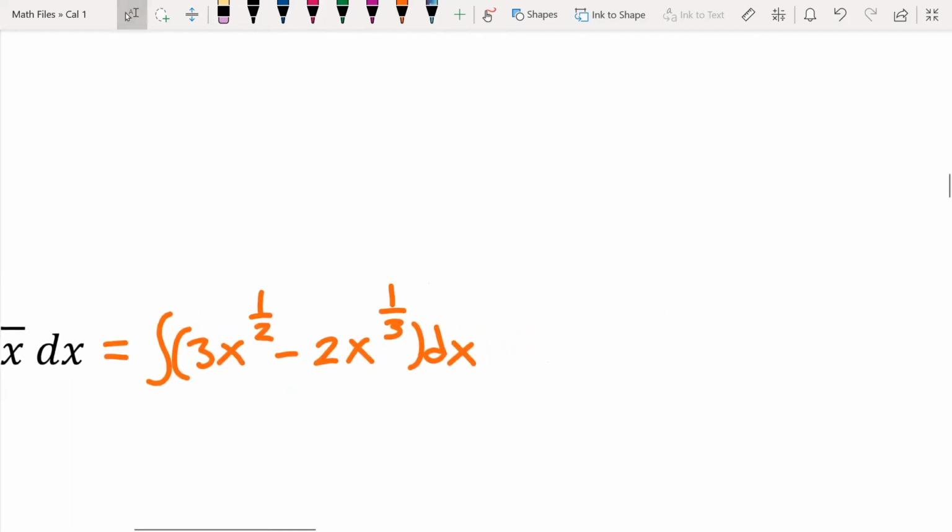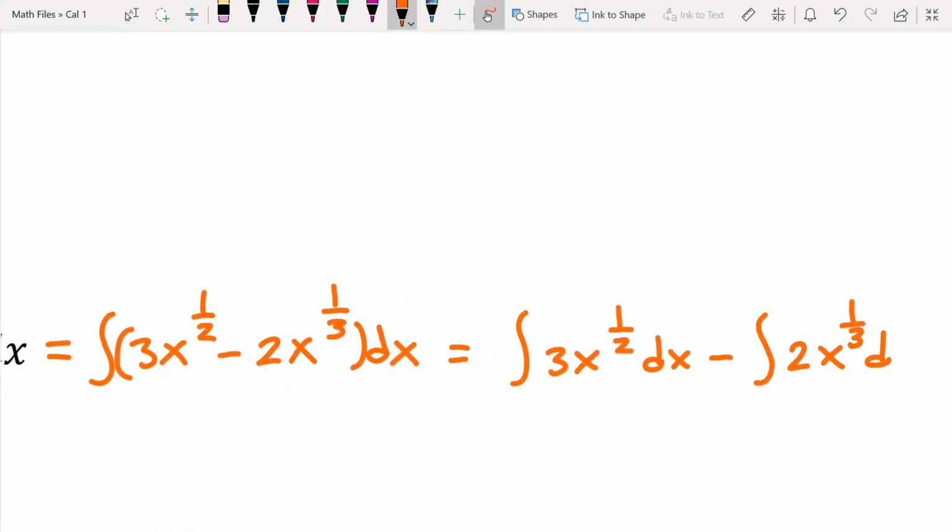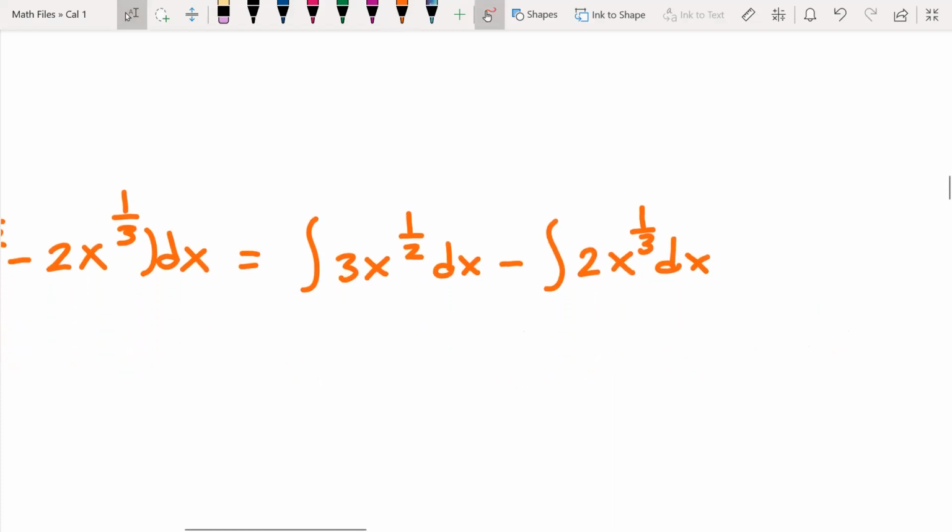And now I'm going to split it into 2 integrals just to show you how to do so. So you have the integral of 3x to the 1/2 dx minus the integral of 2x to the 1/3 dx. So we took our 2 terms and we split it into 2 integrals.